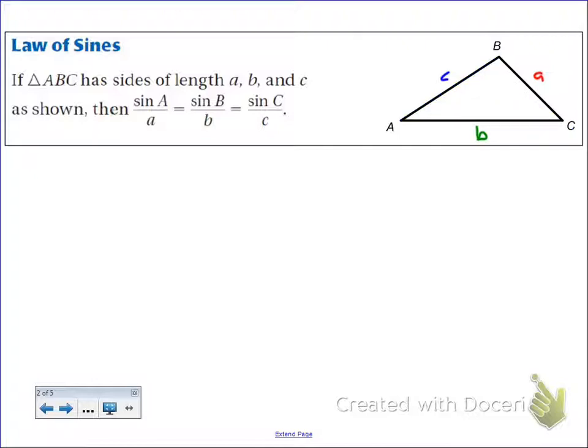So now that we've labeled our sides, A, B, and C, the law of sines is this ratio: sine of angle A over side length A equals sine of angle B over B, equals sine of angle C over side length C. And this is a proportion, so I can solve this. And I only need two of these three to actually solve.